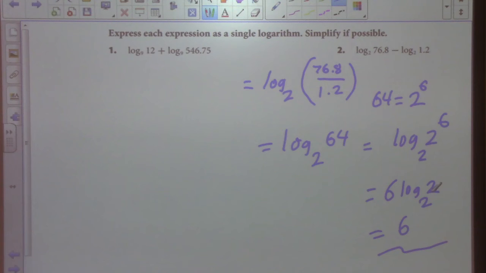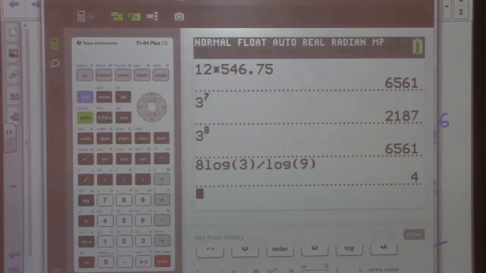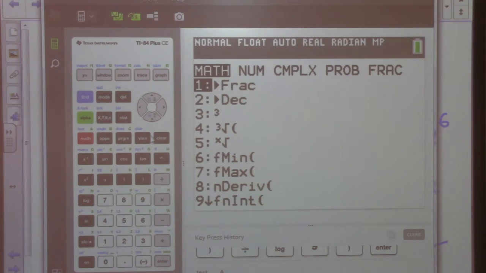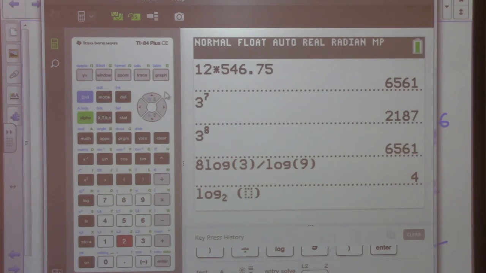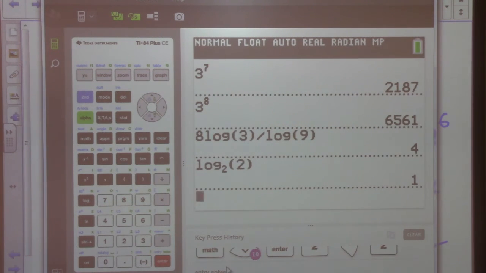Because log base 2 of 2 is, and Steve-O was asking about how to do this in the calculator. I'll show you. Log base 2. I'm going to math. And log base 2 of 2 is 1. Okay? So that's the calculator doing it this time.